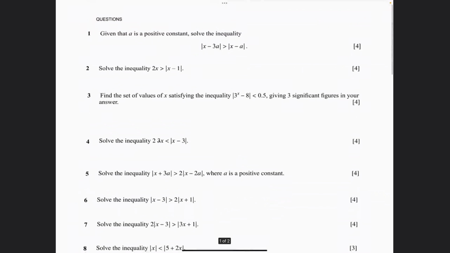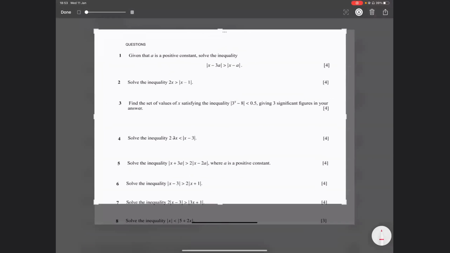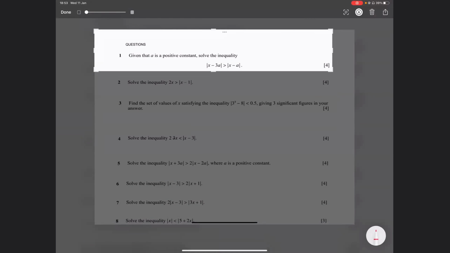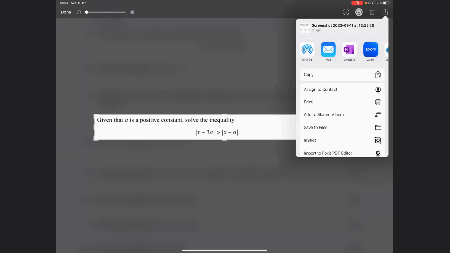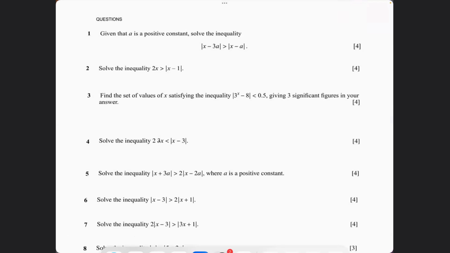Okay, let's try something slightly more complicated. Let's try question number 1 from the worksheet. Now this has some constant a as well. Let's see what happens when we get something like this. Okay, this is question number 1 from the worksheet.